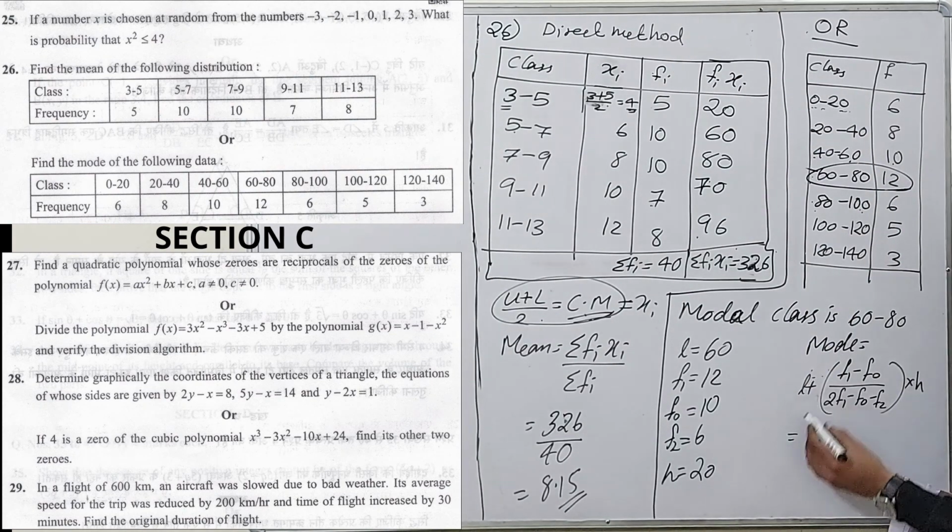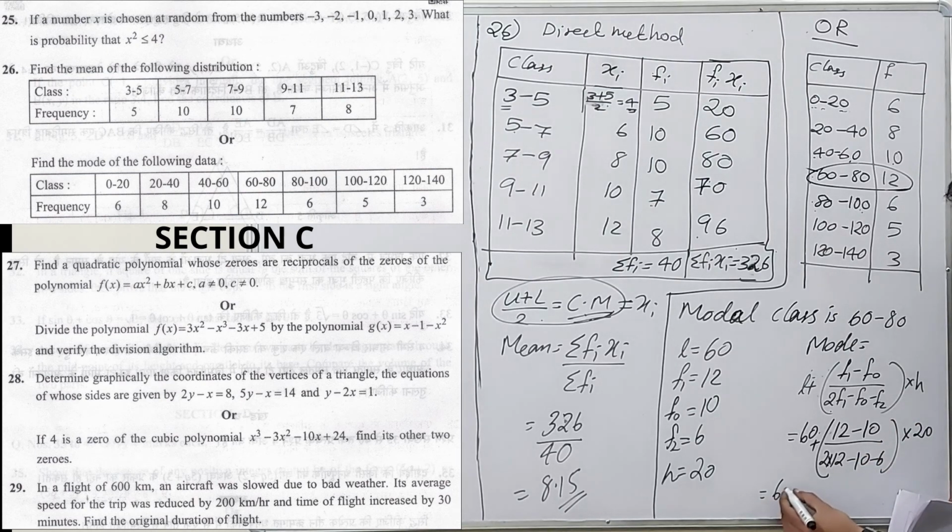Now just put those values here. L is 60 plus (F1 is 12 minus F0 is 10) divided by (2 into F1 is 12, minus F0 is 10, minus F2 is 6), into H is equal to 20. That is equal to 60 plus 12 minus 10 is 2, divided by 24 minus 10 is 14, 14 minus 6 is 8, into 20. Okay. That is equal to 60 plus 2 into 20, 40. 40 by 8 is equal to 5. So the answer will become 65.